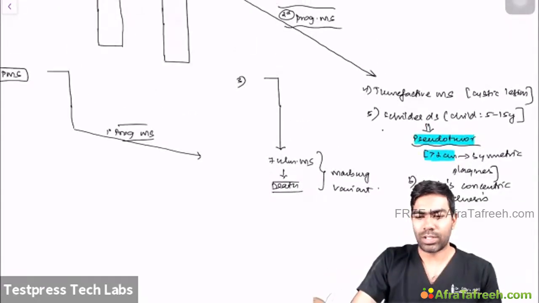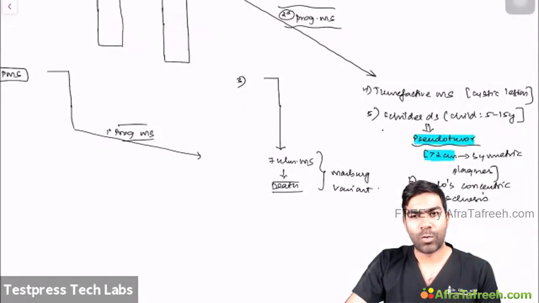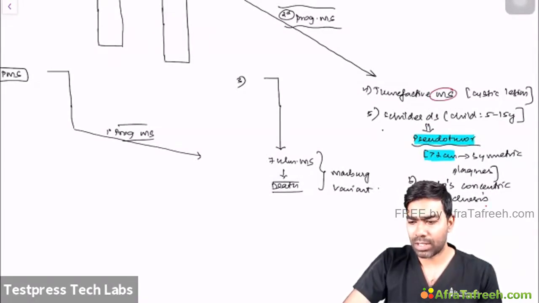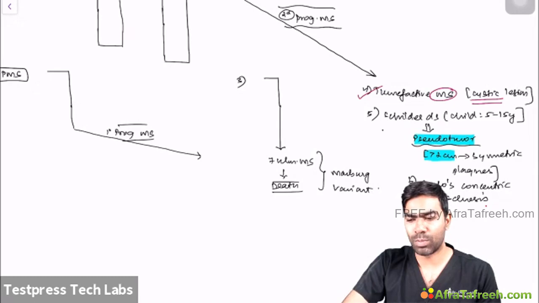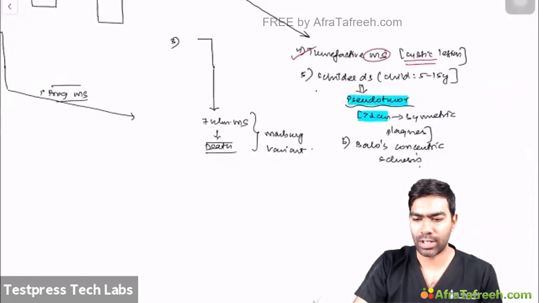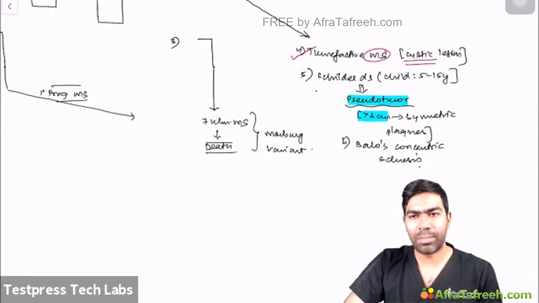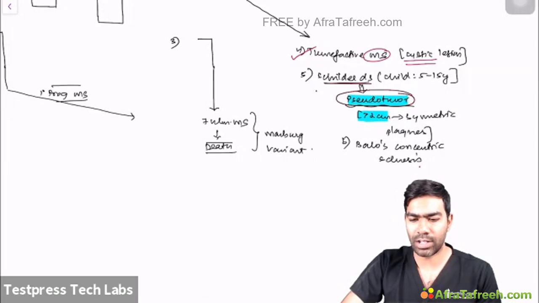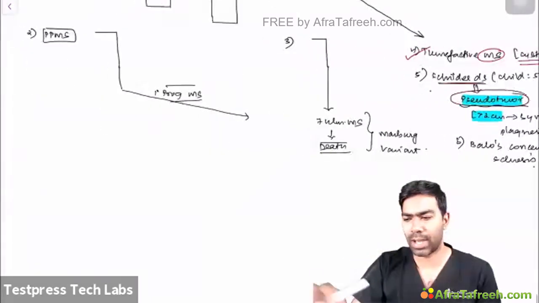So two questions are important in this variant. One is a PGI question they asked: MS that produces cystic lesions in the brain, tumefactive MS. That's a PGI question from 2017. Second, MS type that produces pseudotumors in the brain, an AIIMS 2015 question: Schilder's disease. Two questions, that's all. Ballous concentric sclerosis, they have not asked, that's why I'm not discussing.